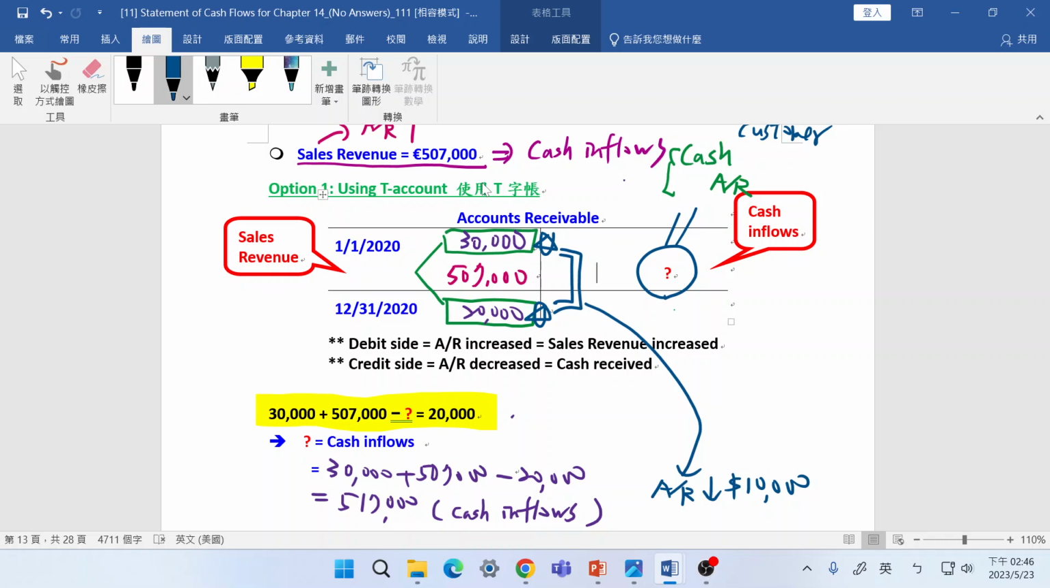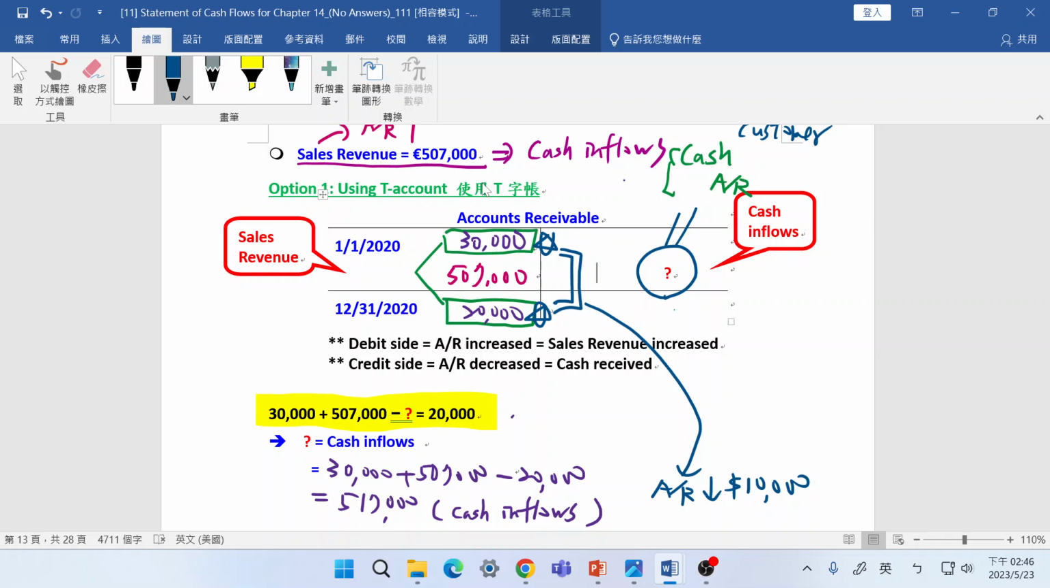If on the first day customers owe you $30,000, and this year they owe you $507,000 more, could you tell me how much in total customers owe you? Customers owe you $537,000, right?